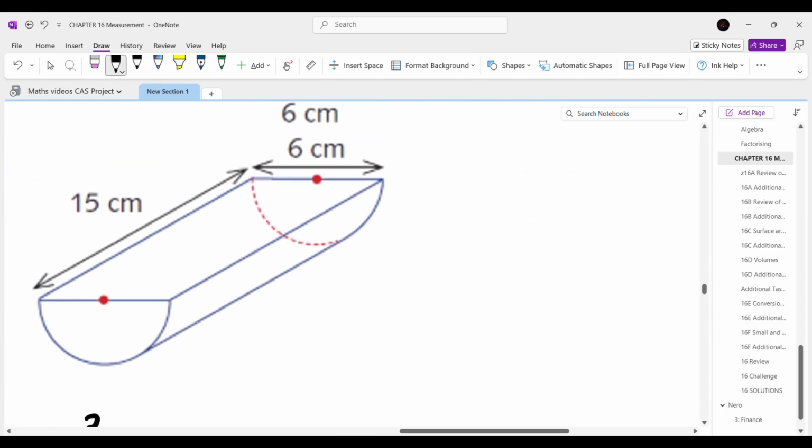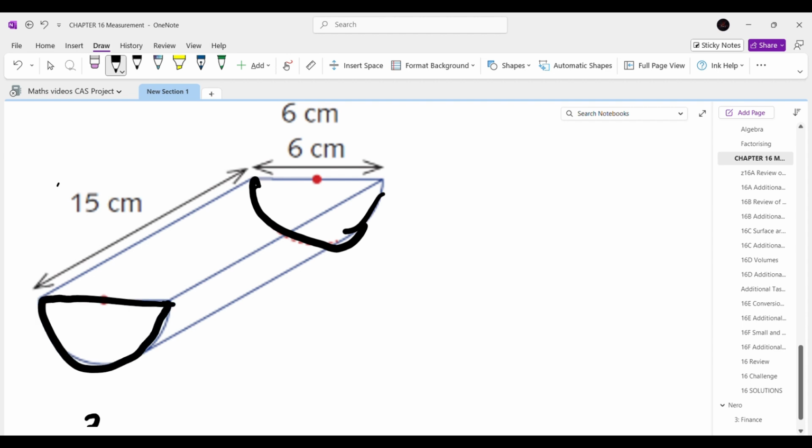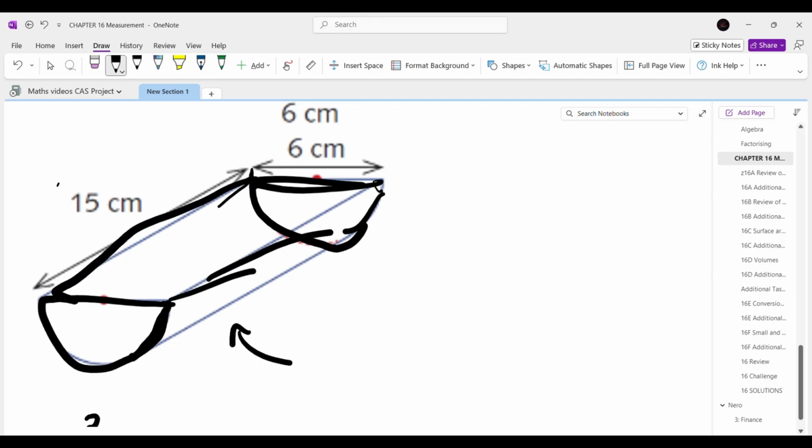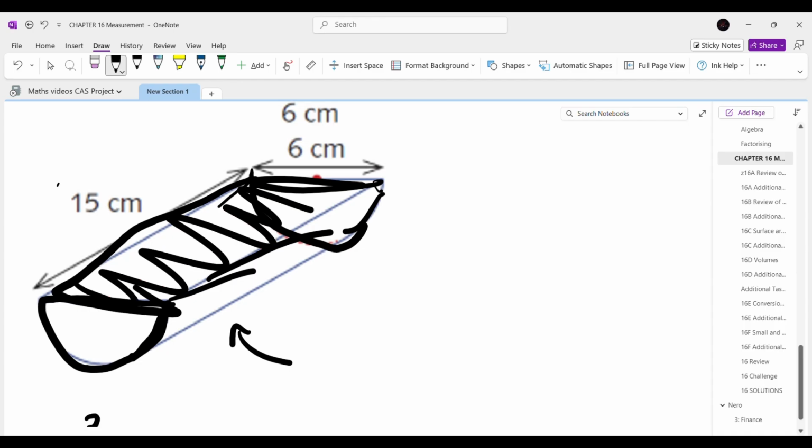Now, what we're trying to do is find half a semi-cylinder right here. We only have half of said surface area that we usually find, and we also have half the circumference, because remember, you've only got half a circumference here. Then you also have to add in the surface area of this rectangle on top. So let's try and find these first.